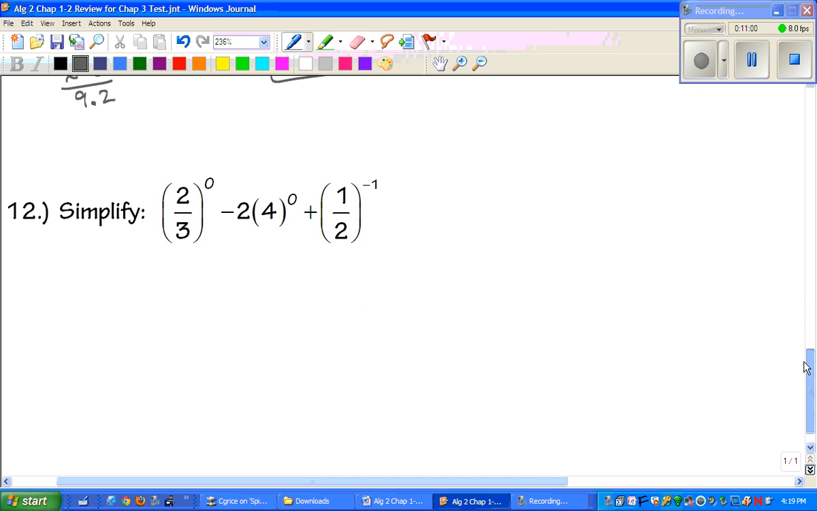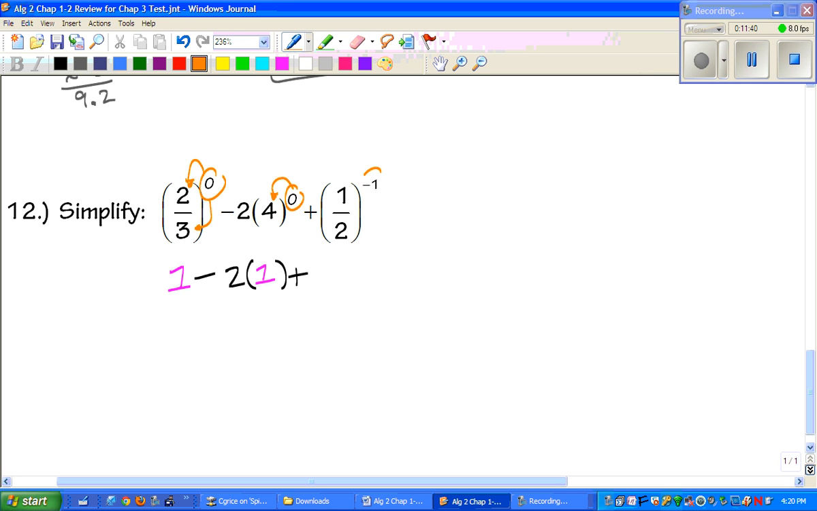All right, number 12, last one. Simplify. 2 to the third all to the 0 power minus 2 times 4 to the 0, plus 1 over 2 to the negative 1. Now, when your exponent is 0, your base, which is all of that, turns to, anyone remember? Answer is 1. Okay? Minus 2 parentheses, your base turns into, oh, come on, we just did it, 1.